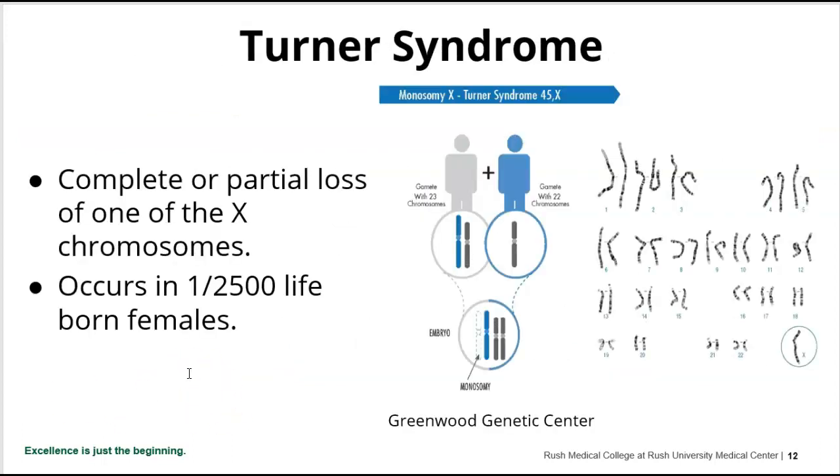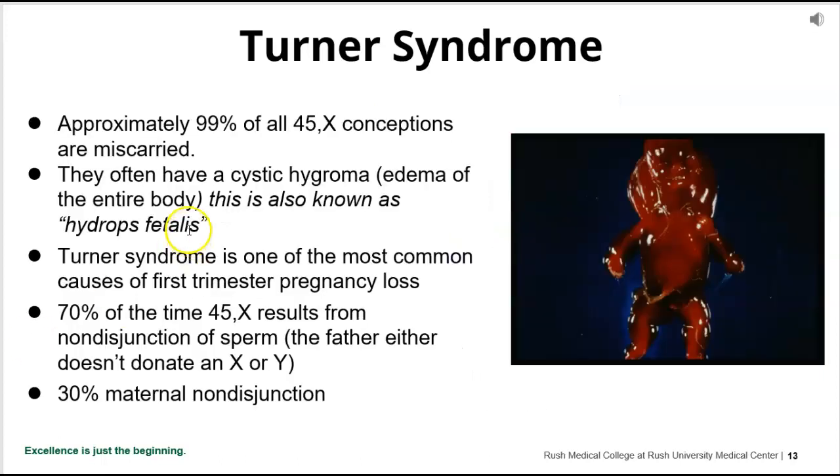So I want to talk about Turner syndrome for a second. It's a complete loss of one of the X chromosomes. This is, again, the only monosomy compatible with life. But it probably happens often as far as conception, because 99% of all 45X conceptions are lost during the pregnancy, are miscarried. They often have a cystic hygroma, which is edema in the entire body, also known as hydrops fetalis. So when they see a very early embryo with hydrops fetalis, this is like number 1 on their list of things it could be. It's, again, the most common cause of first trimester pregnancy loss.